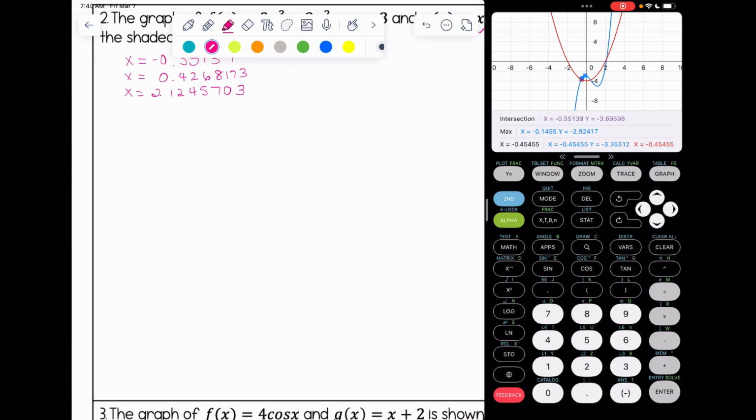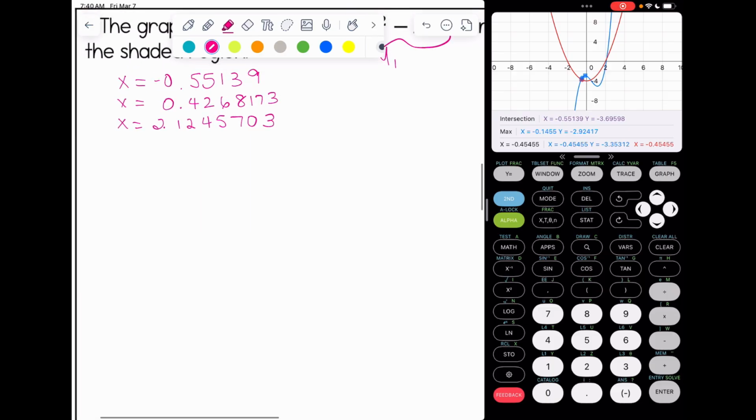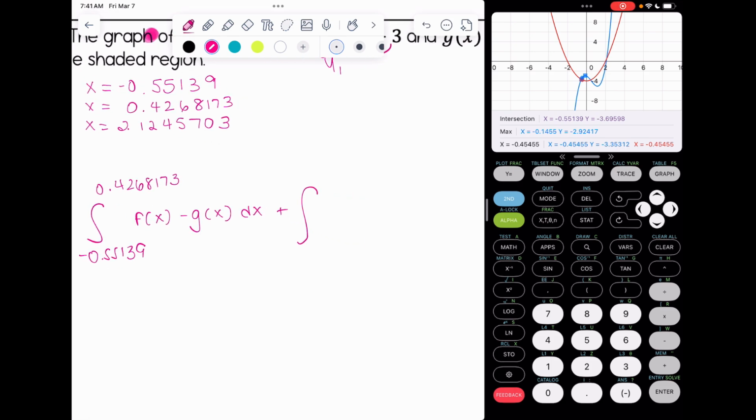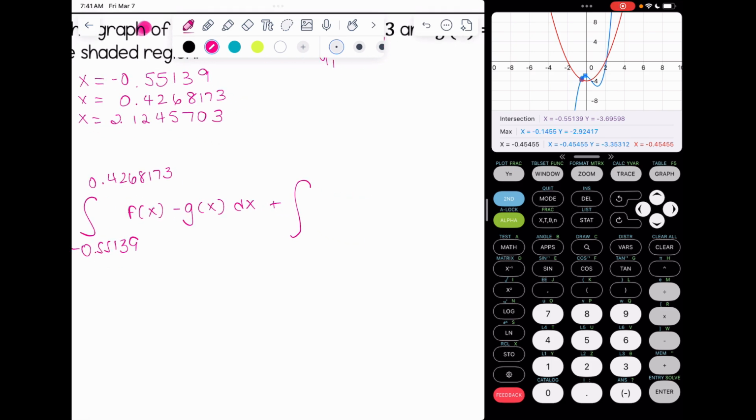So what I'm going to do is set up an integral from the first 2 points of intersection. You'll notice that I found them in order from least to greatest. So that's going to be the integral from negative 0.55139 all the way to 0.4268173. And for that, I have my upper function, so f of x minus the lower function g of x dx. And of course, you could substitute in that actual function. So instead of g of x, for instance, you could write x squared minus 4.